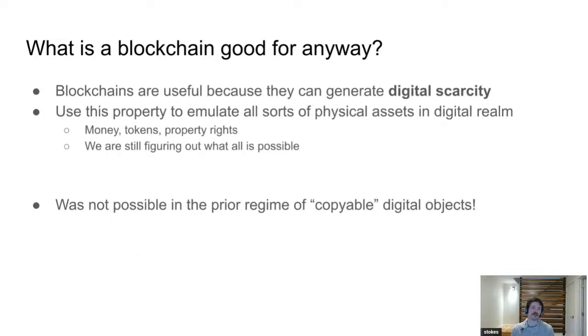And the reason people care about these blockchains is because they generate this digital scarcity, and I'll explain why. The reason this is important is because you can use this property to represent all these things in the physical realm, and our intuitions around them being scarce, in this digital space. You can use this for all sorts of things, like money, like tokens. These are pretty familiar examples if you're in the blockchain context. But then more generally, property rights. So one day you'll probably be able to put the deed to a house on the blockchain.